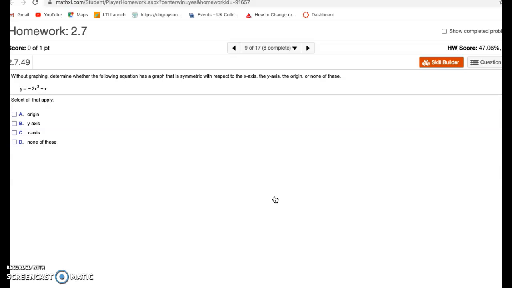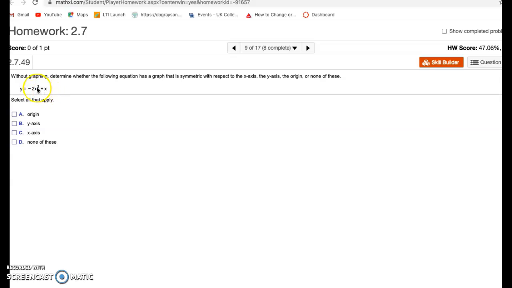Okay, number 9, again with the symmetry. So this one is actually an origin symmetry because it has all odd exponents. And we learned in the lecture and the discussion, if you have all odd-powered exponents, it's called an odd function, and odd functions are symmetric with the origin.